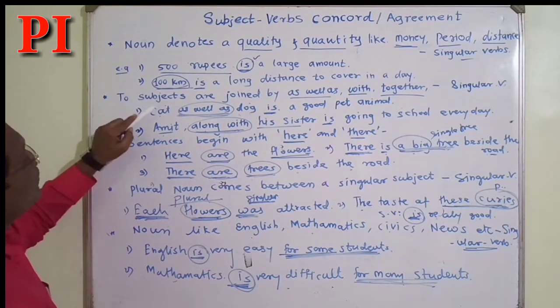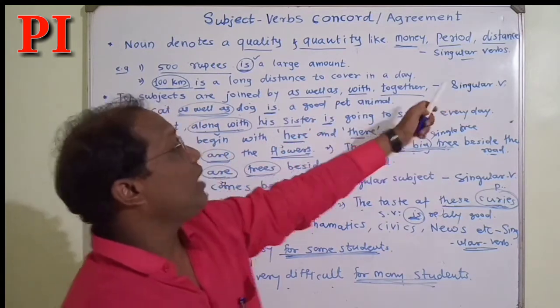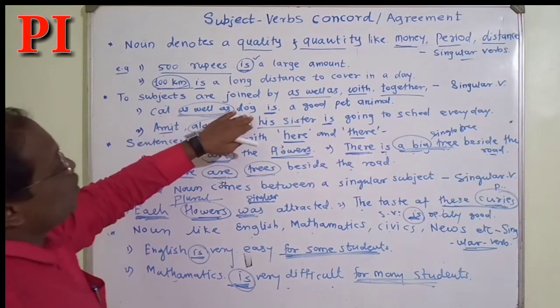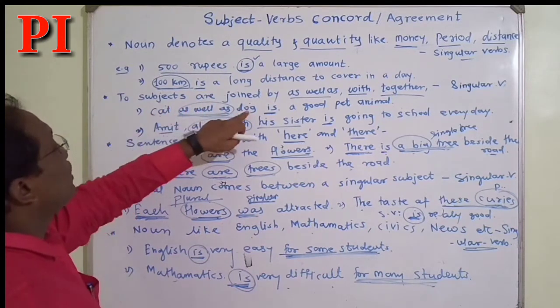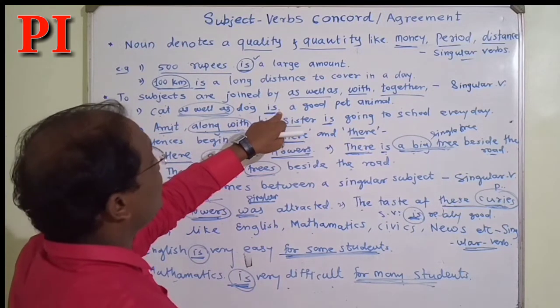Second rule: when two subjects are joined by "as well as" or "with", use a singular verb. For example, "The cat as well as the dog." Here two subjects are connected with "as well as", therefore we use "is" here.